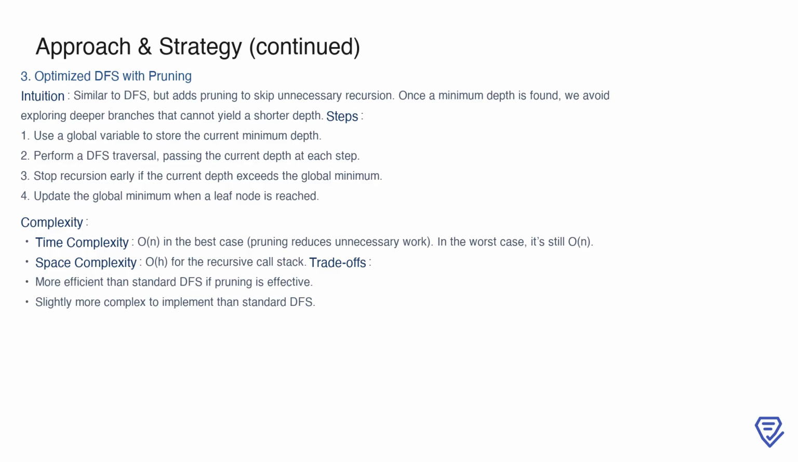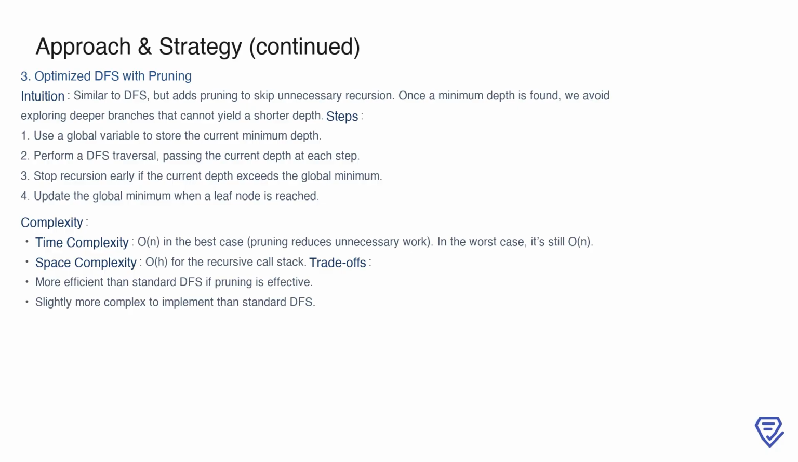The idea here is to avoid exploring branches once it's clear they cannot yield a shorter depth than one already found. To achieve this, we maintain a global variable to store the current minimum depth. As we traverse the tree using DFS, we pass along the current depth. If this depth exceeds the global minimum, we stop further recursion down that branch, effectively skipping unnecessary work. Whenever we reach a leaf node, we update the global minimum if the path is shorter. This optimization makes the algorithm more efficient in cases where pruning can significantly reduce the number of nodes visited.